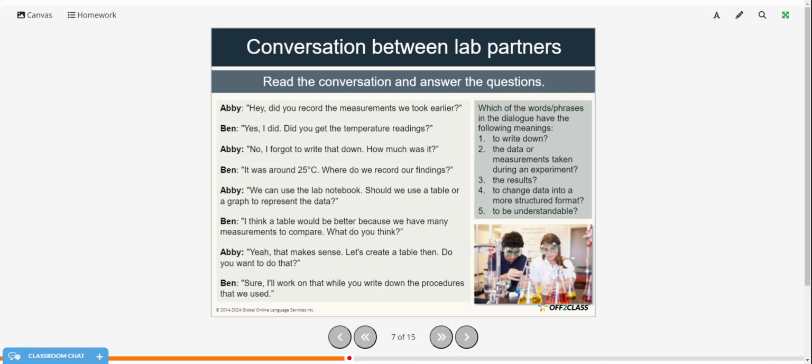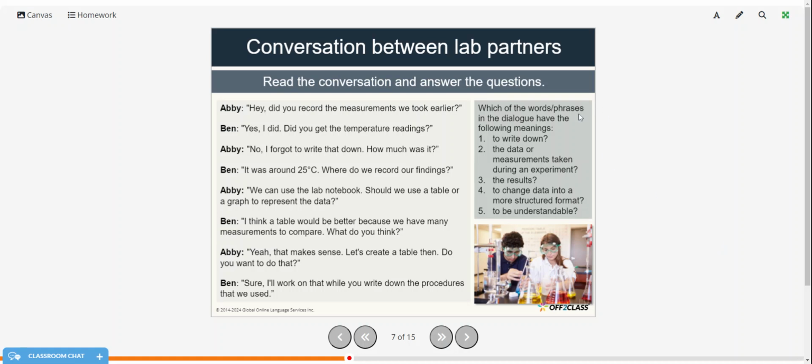Should we use a table or a graph to represent the data? I think a table would be better because we have many measurements to compare. What do you think? Yeah, that makes sense. Let's create a table then. Do you want to do that? Sure, I'll work on that while you write down the procedures that we used.